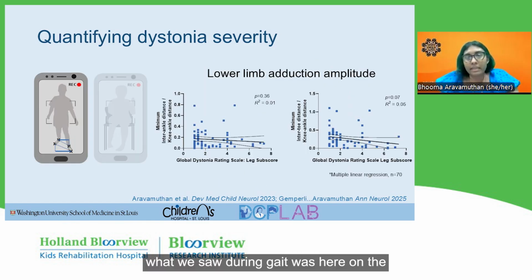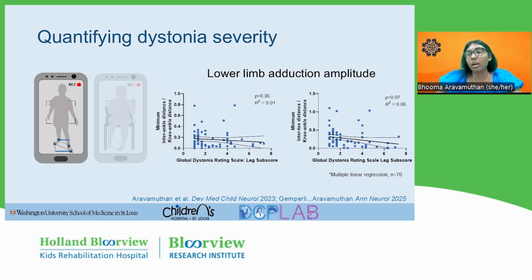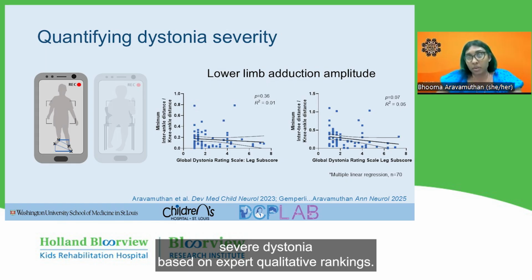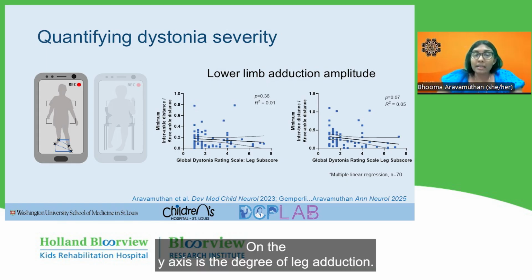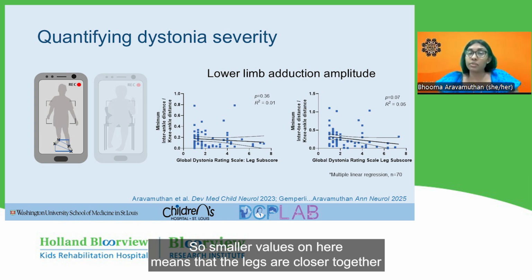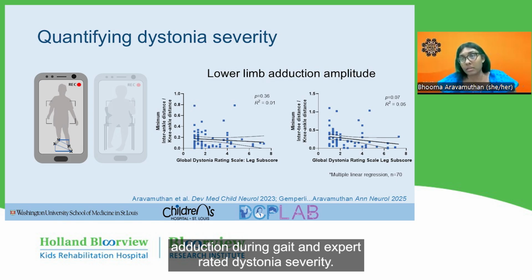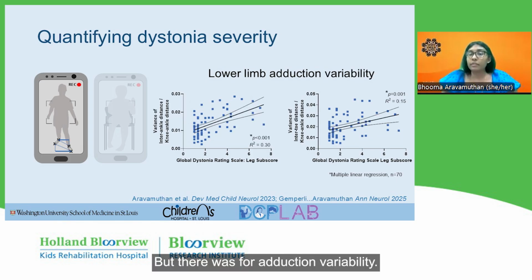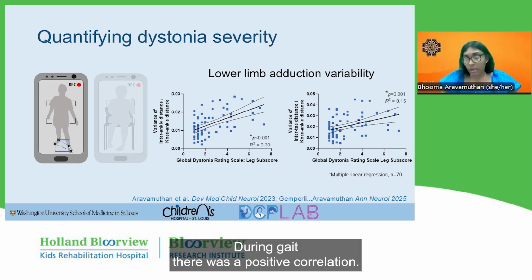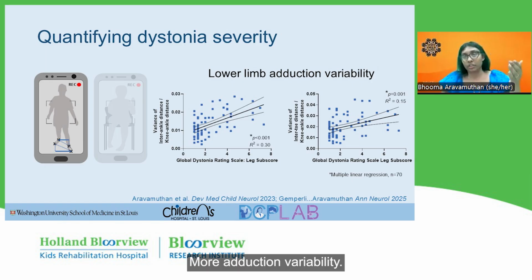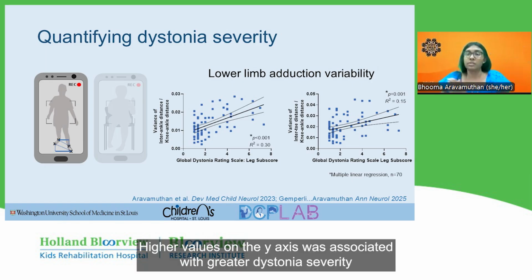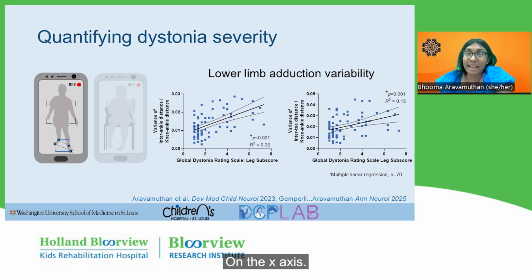What we saw during gait was, here on the x-axis, increasing values indicate more severe dystonia based on expert qualitative rankings. On the y-axis is the degree of leg adduction. So smaller values here mean that the legs are closer together or more adducted. And there was no significant correlation between the amplitude of leg adduction during gait and expert-rated dystonia severity. But there was for adduction variability during gait. There was a positive correlation. More adduction variability, higher values on the y-axis, was associated with greater dystonia severity on the x-axis.